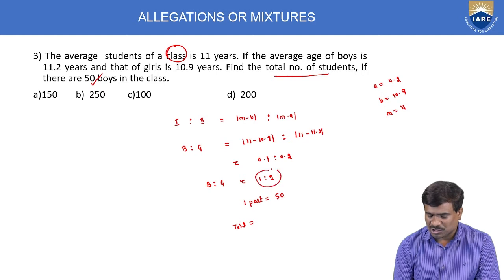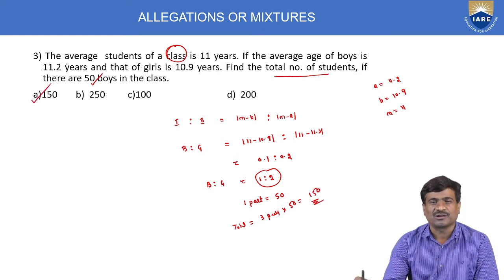Boys and girls total parts: 1 plus 2, 3 parts. We know that 1 part is equal to 50, so 3 parts is equal to 150. Option A only is correct.